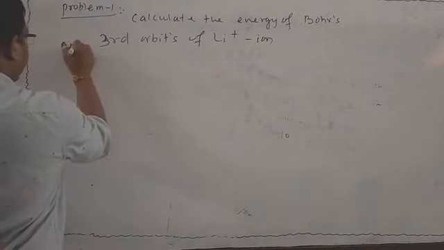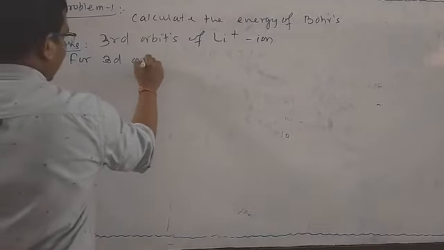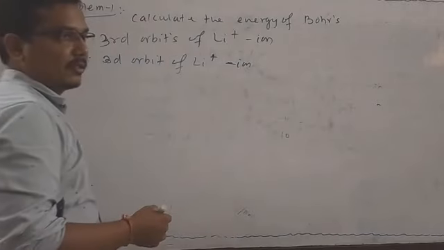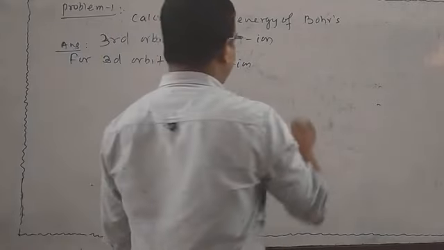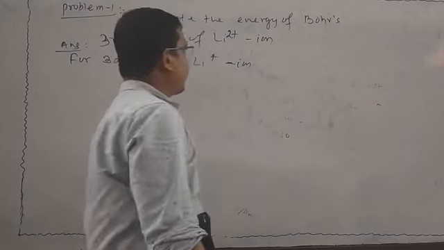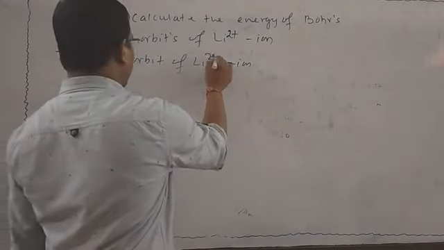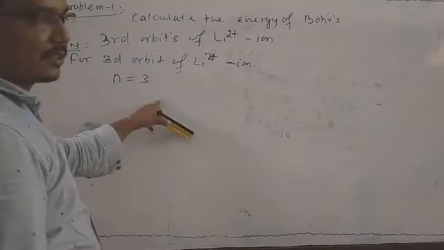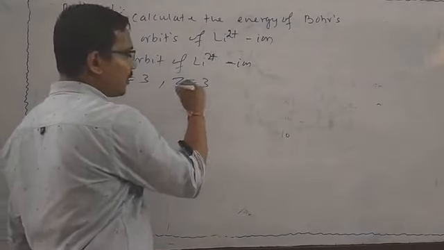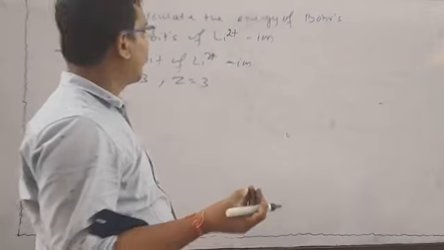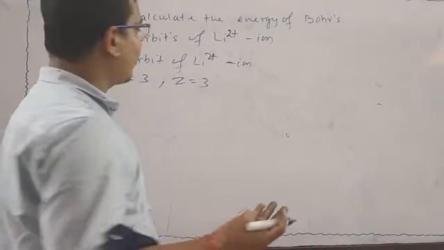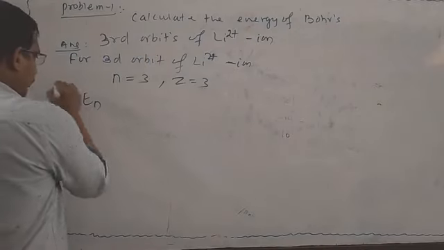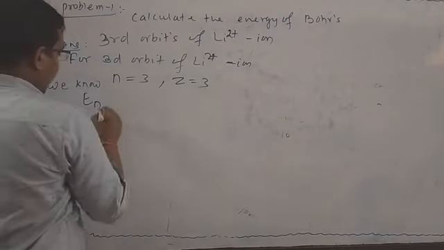For the answer, for the third orbit of Li2+ ion, listen. You can write for the third orbit of Li2+ ion, n is equal to how much? 3. Third orbit means 3. And Z is equal to how much? 3. That is hydrogen, helium, lithium; atomic number is 3. That means Z is equal to 3. We know the energy formula. En is equal to how much?